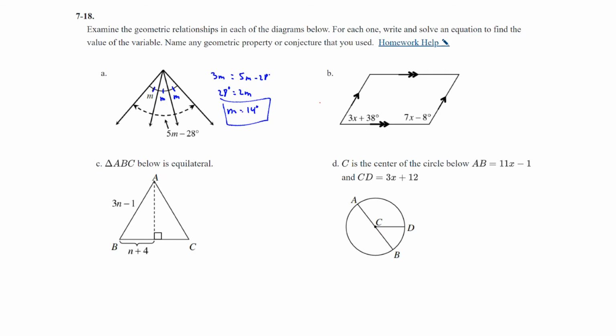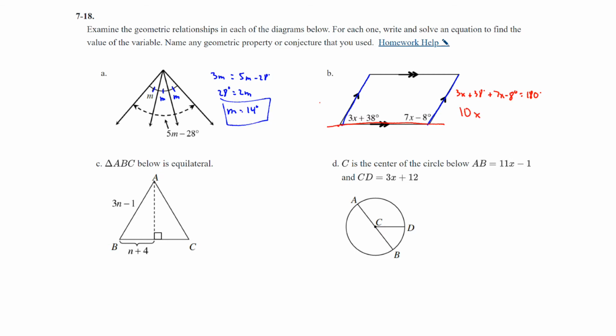Alright, on part B, we have one angle that is 3x plus 38, and another one is 7x minus 8. Looks like we have parallel lines, so if we take this parallel line and this one, cut by this transversal, then those two angles are same side interior, which means they are supplementary, equal to 180 degrees. So we can write the equation as 3x plus 38 degrees plus 7x minus 8 degrees is equal to 180 degrees.